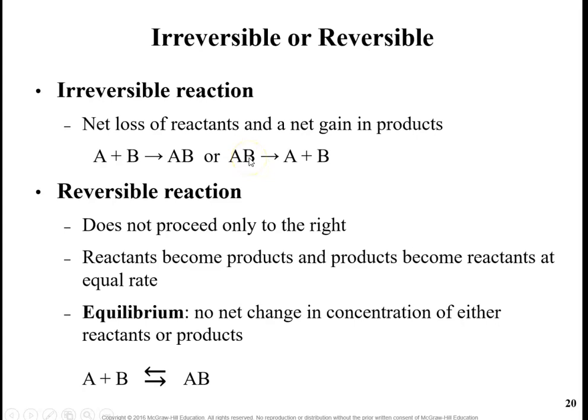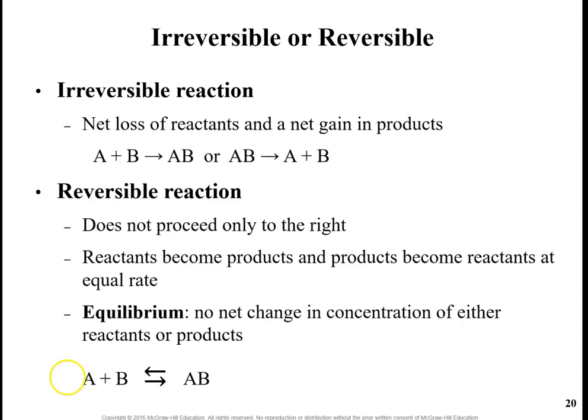A reversible reaction, on the other hand, does not proceed only to the right. It can go both forwards and backwards. Reactants become products, and products become reactants at an equal rate. And this is known as equilibrium, when there's no net change in concentration of either reactants or products.